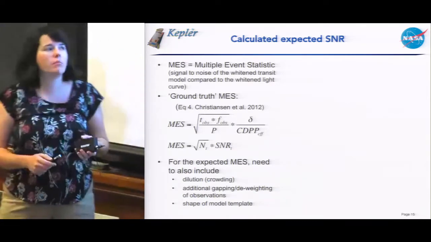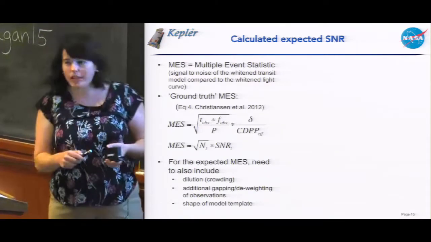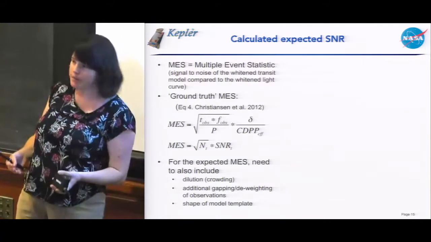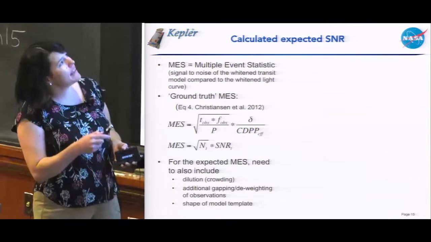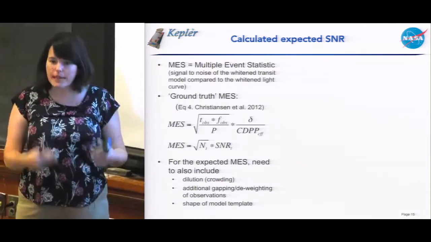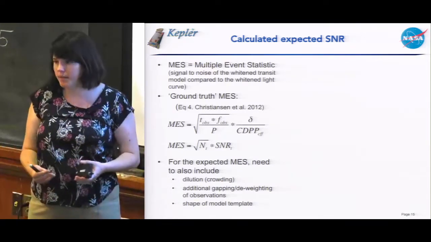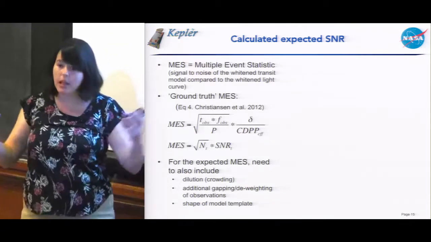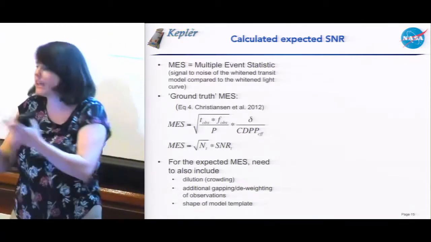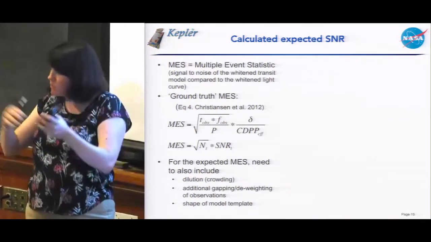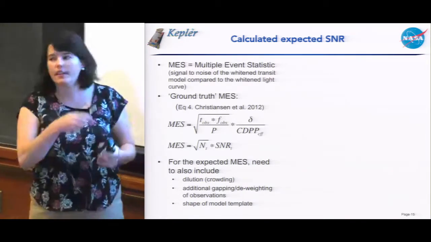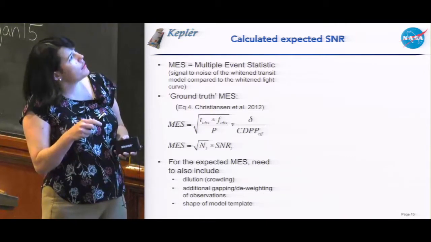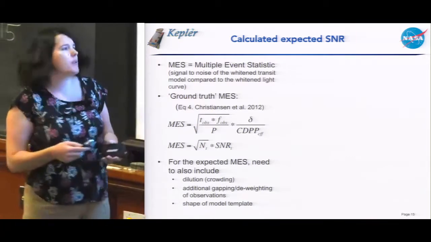Okay, moving forward. This is this MES that I was talking about before. So the Kepler pipeline, you'll see this a bunch, so I want to make sure you understand what it is. The MES is the multiple event statistic, and that's basically the signal to noise of our transit. What it really is, is the signal to noise of that whitened transit model that I described compared to the whitened noise. So if you're looking at the original Kepler data that hasn't been whitened, you're not going to recover this MES number the same way. So the MES is a signal to noise in this whitened domain.